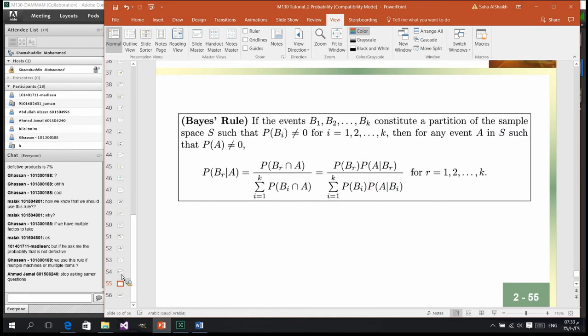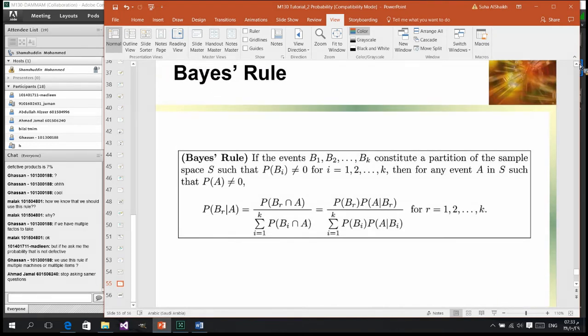So next we have another rule, what we call the Bayes rule. The Bayes rule again, we have events B1 till BK. Again, they make a partition of my sample space S. Again, I have a sample space S, and this sample space has a partition B1, B2 till we reach BK, with the probability of Bi not equal to 0, the same thing.